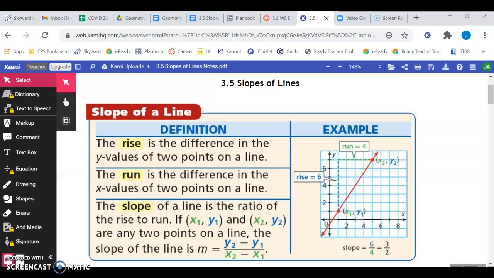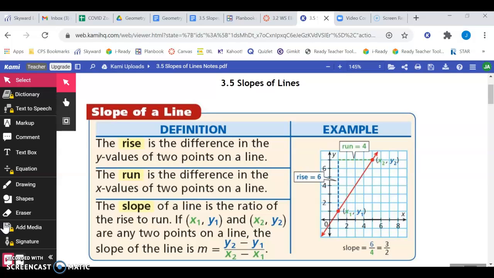For section 3.5, we're going to talk about slopes of lines. So moving back into a more algebraic topic here. Remember, slope of a line is rise over run. The rise is the difference in the y values, how much you go up or down. And run is the difference in your x values, how much you go side to side. Remember, down is negative and left is negative, up is positive and right is positive.